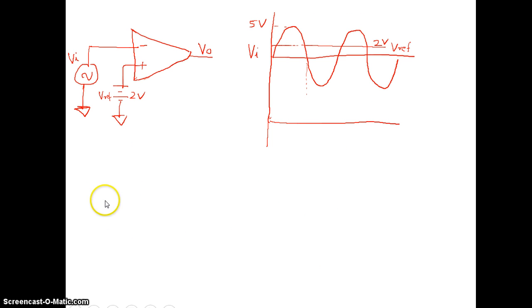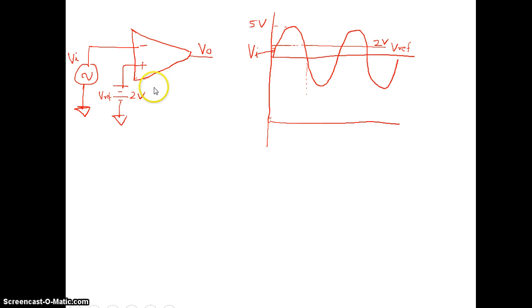Now check this circuit. You are applying a sine wave to the inverting terminal. To the non-inverting terminal, you are applying a DC voltage of 2 volt. So a sine wave, say 5 volt peak, I am applying to the inverting terminal, and to the non-inverting terminal a 2 volt DC. This Vi is the sinusoidal input you are applying, and the other one is the reference voltage. Now see, till this point, the 2 volt is higher than the sine wave.